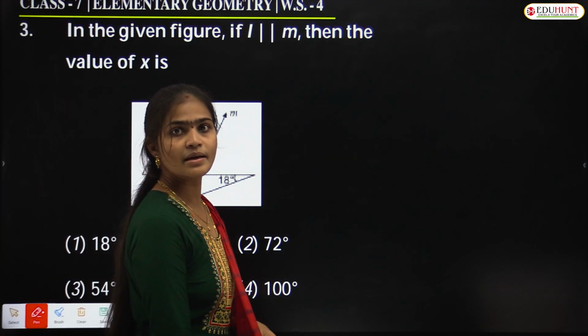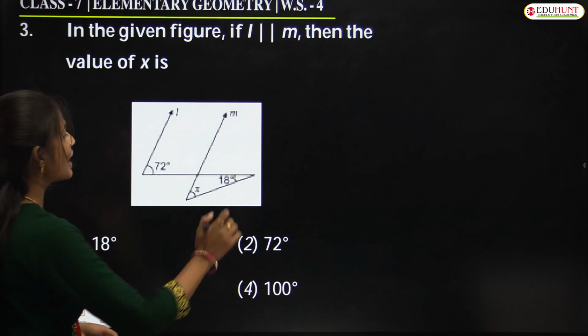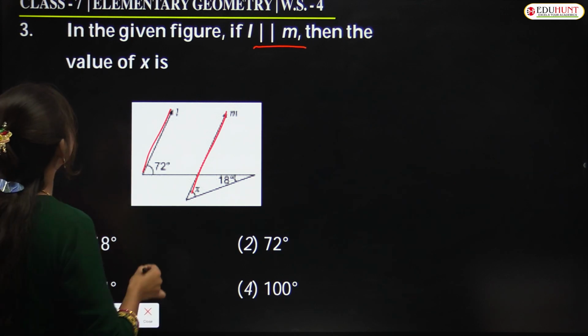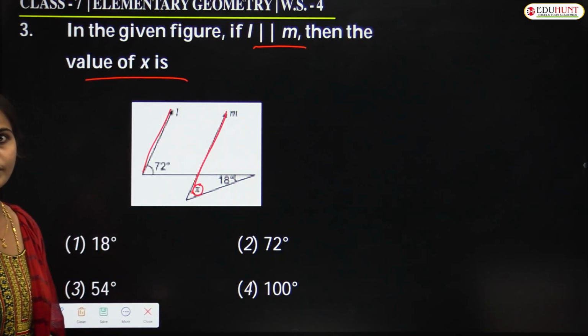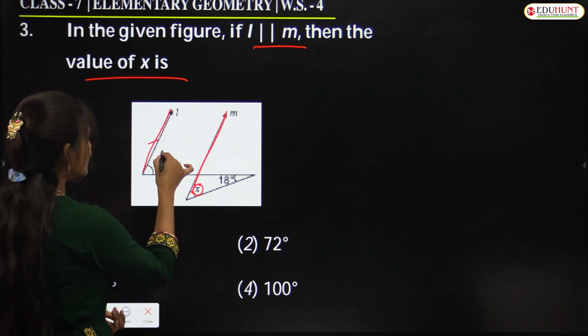Here, this is also the same as the previous one. See, in the given figure, if L is parallel to M, then the value of X, they have given that X value, just like the previous one only. Again, apply the same condition here.